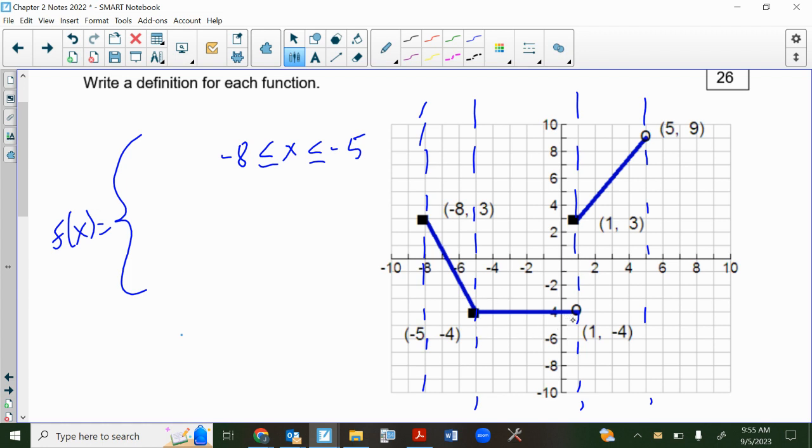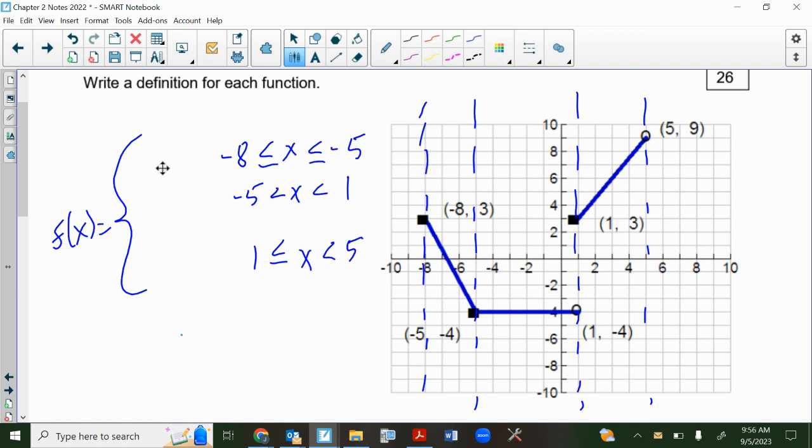Then the middle section, well, this one is actually interesting because they share this point here. So at -5, you could say less than or equal to, or you could just say less than because we've already included the or equal to part in the first equation. It doesn't really matter. Either way is right. But on this end, we would have to say it's less than 1 because it's clearly an open circle. And then the last section is from 1 less than or equal to x less than 5. Right, so open circle up there, closed circle down here.